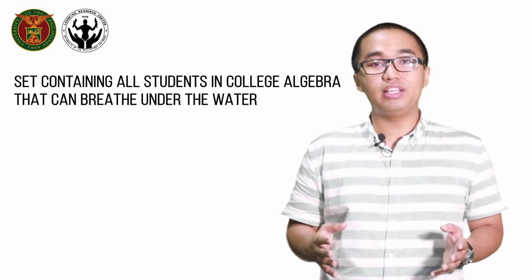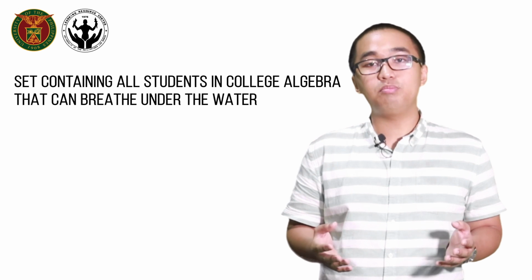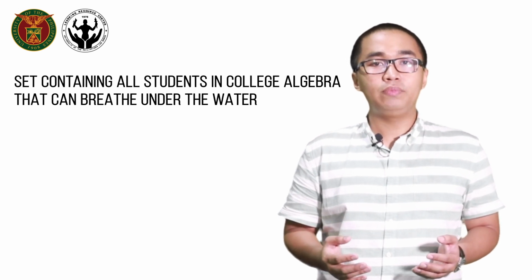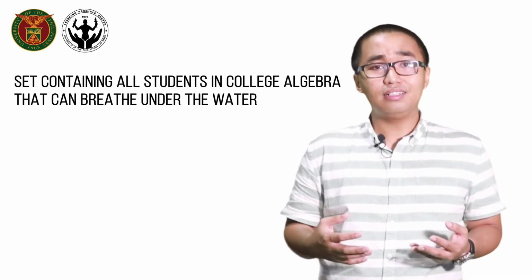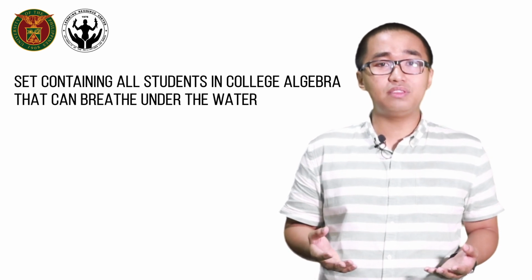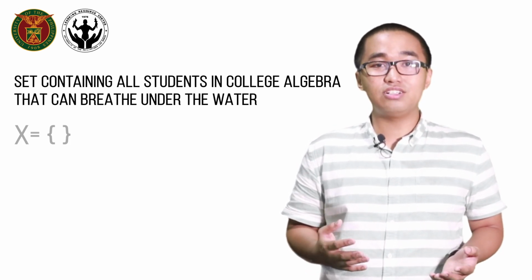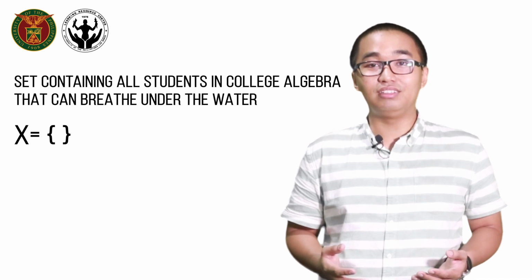Another example is the collection of all students of college algebra that can breathe underwater. It may seem weird, but we can still define whether a student can breathe underwater or not. And so this collection is still a set, however, it is empty.